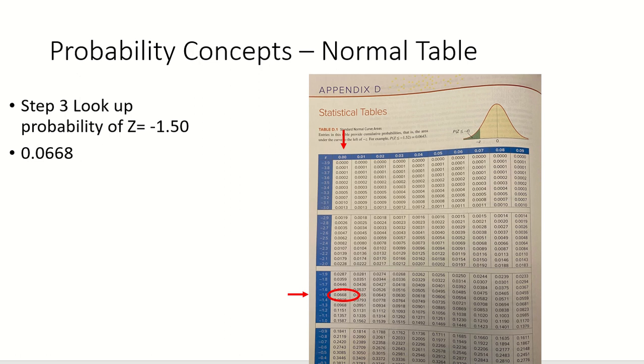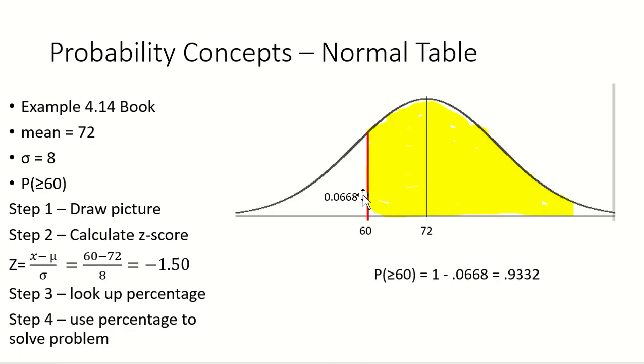0.0668, which means that 0.0668 is in this tail, but that's not the tail that I'm interested in, right? I'm saying what's the probability that's going to be greater than 60. Going back to the complement rule, we know that if we have this tail here and it's 6.68%, all of the rest of this is 1 minus 0.0668 or 93.32%. Okay, once again, we drew the picture, we calculated a z-score, looked up the percentage in the z-table, and then we used the percentage to solve the problem.